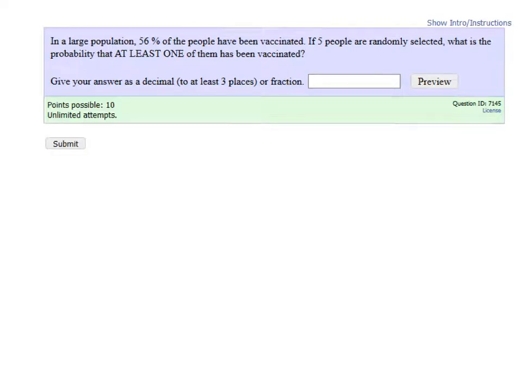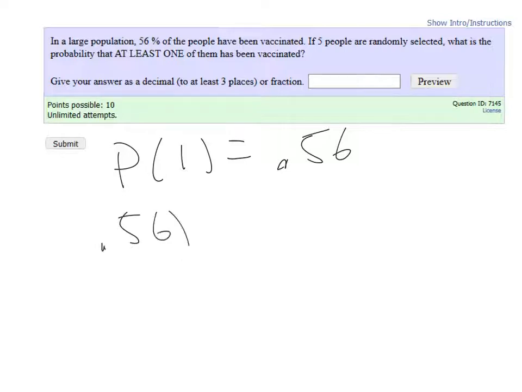What's different about this problem is that they're asking for at least one of the people to have been vaccinated. Now, what we've done up to this is we could have said the probability of any one person being vaccinated is equal to 0.56. And then what we did is, what's the probability of 2 people being vaccinated? Well, we squared it, and 3 people. But they're saying at least one.